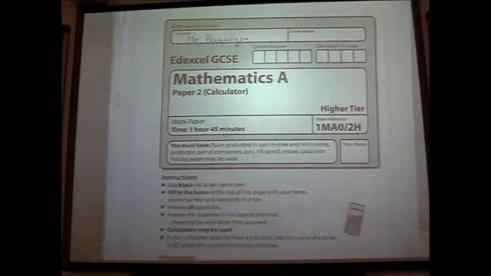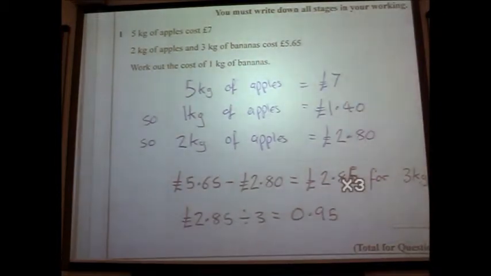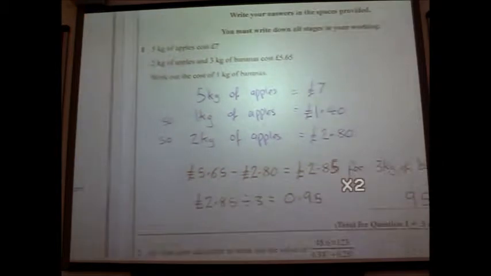This is the mock paper, it's the higher one, and it's the calculator version. Question number 1. 5 kilograms of apples cost £7. 2 kilograms of apples and 3 kilograms of bananas cost £5.65. Work out the cost of 1 kilogram of bananas. My workings are there, so you can just check it if you want.